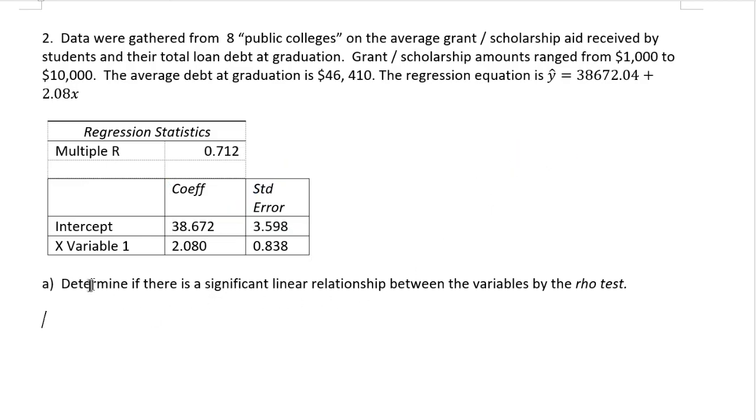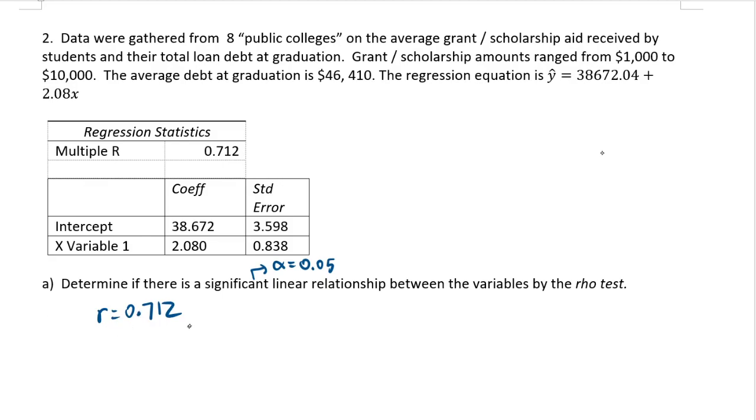Let's move on to the very first question. Determine if there is a significant linear relationship between the variables by the r-test. I should have given the significance level. If it's not given, just think of it as 0.05. That's the typical significance level people use. And the important thing is, for the r-test, it's a test on the value of r. Our value of r is 0.712.